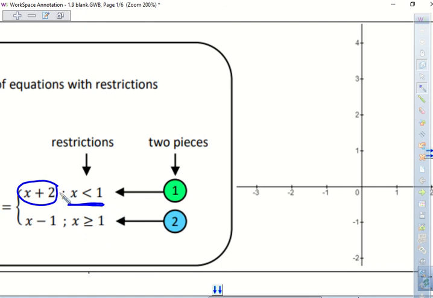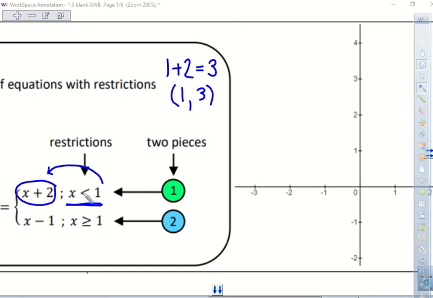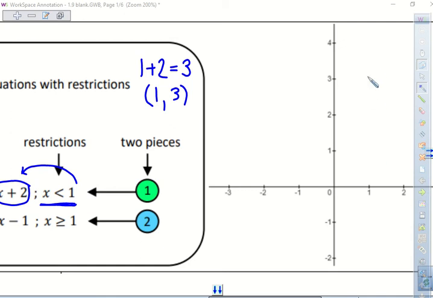So the first thing I do is plug in 1 for x, right here. So 1 plus 2 is what? 3. So the 1 that I plugged in is my x-coordinate, and the 3 that I got as the output is my y-coordinate. And you're going to plot that. Are we going to use an open or a closed circle here? Open. So 1, 3, we put an open circle.